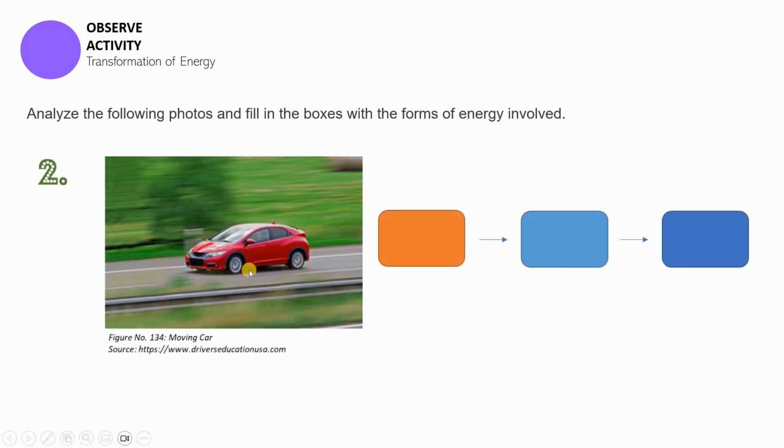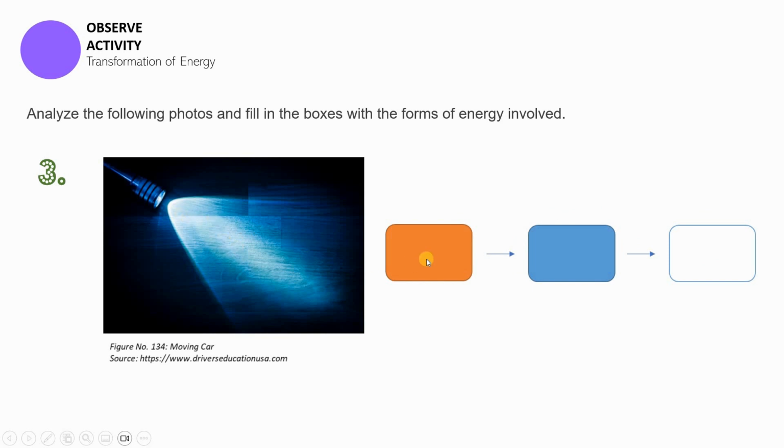In this photo, you see here a car. What do you think are the forms of energy that gets converted completely from one form to another? Pause this video if you need more time. Are you done? Let us proceed with item number 3. What do you think is happening here? What kind of energy transformation do you think is present over here? Are you done? Let us proceed to answering these questions now.